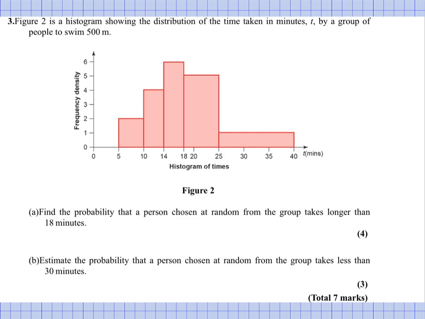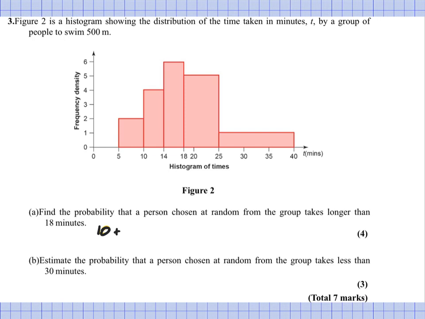What we'd need to do here is simply calculate the total of the area and work out what area is above 18 minutes. The reason that's going to work is because the area is proportional to the frequency. So I'm going to go ahead and work out the areas of each bar by using the formula for a rectangle. First rectangle is 5 by 2, which is 10.